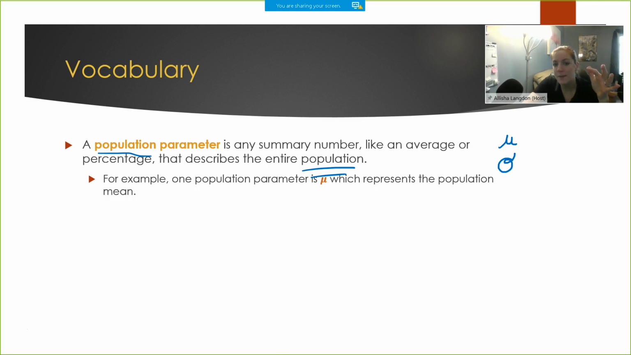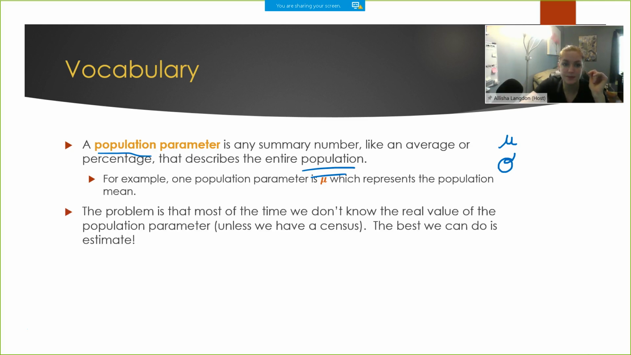So, for example, one population parameter is mu, which represents the population mean. We talked about that. What are the variables that we've discussed so far that represent population, in other words? Now, the problem with finding population parameters is that oftentimes we don't know what the number is that applies to the entire population. It's very hard to survey every single person in a population, right? Think of me trying to get surveys back from every single Rasmussen student. I'm sure you can imagine how difficult that is. You have other things to do.